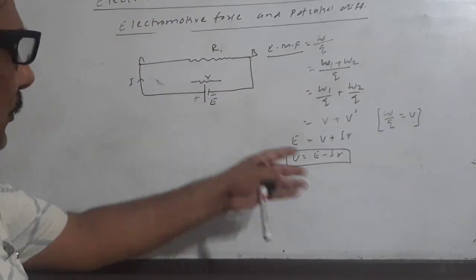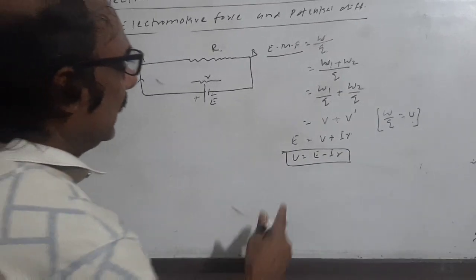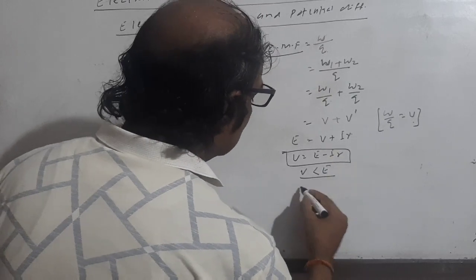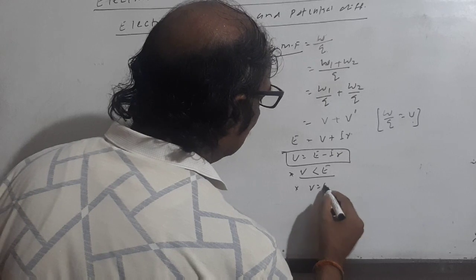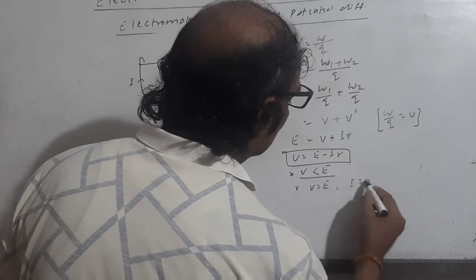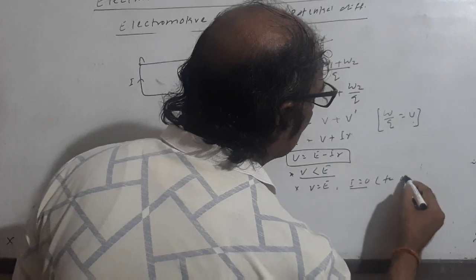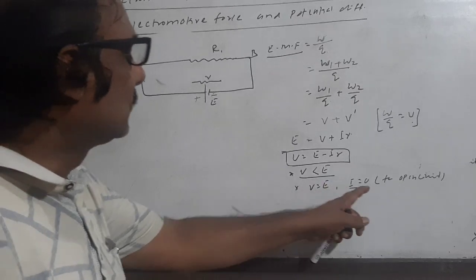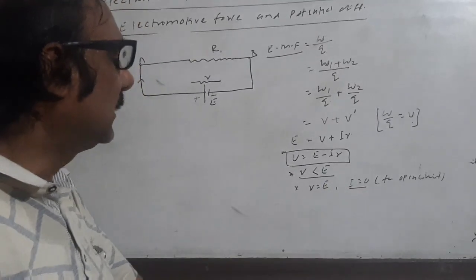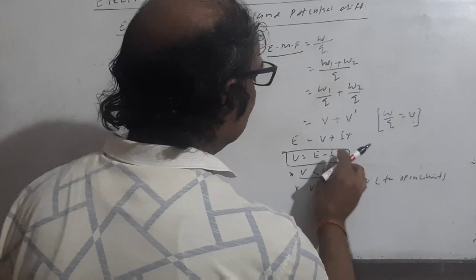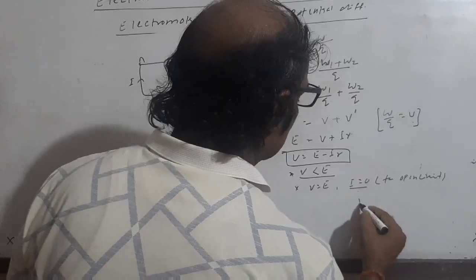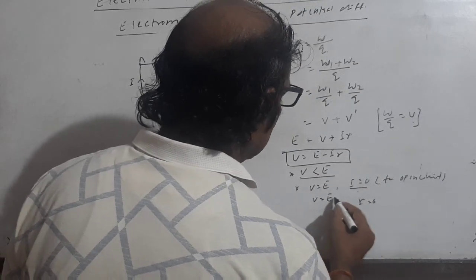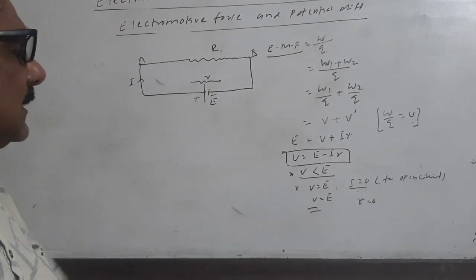So in this way, the same equation is obtained as earlier, and here it indicates V is always less than the EMF. But V is equal to E when I equals 0, for an open circuit. In this situation, if no current is drawn, the potential difference is equal to the EMF. Another condition is if the internal resistance r equals 0, then simply V is equal to E. So such types of conditions.